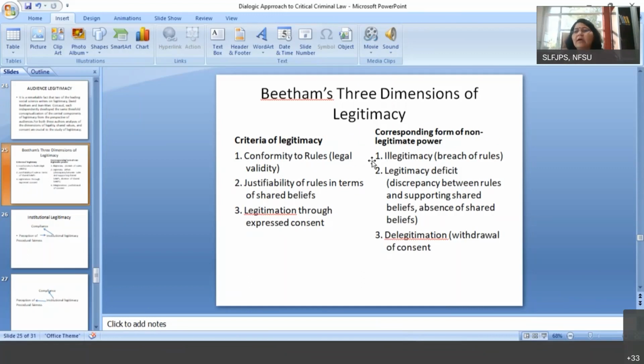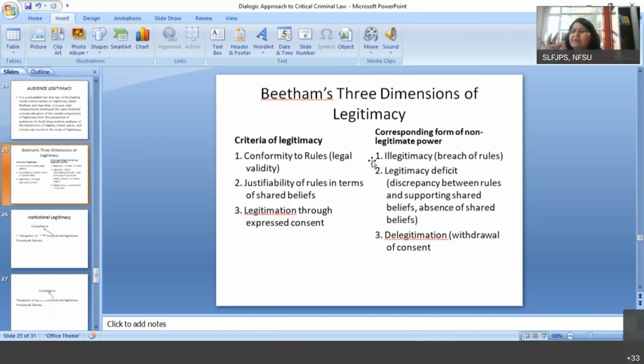There is a community sense of justice and a community sense of immorality that prevails, and you may be trying to impose something else against that community sense of immorality. We have seen this with the conversion law, and specifically, with reference to what has happened recently, the interreligious marriage issues. And then the third part is about legitimation through expressed consent.